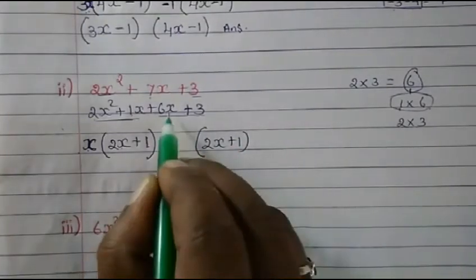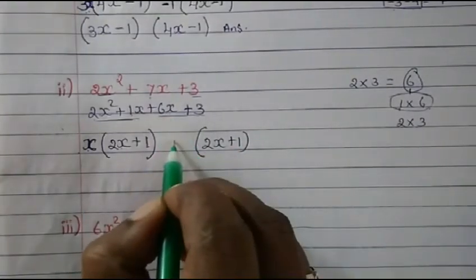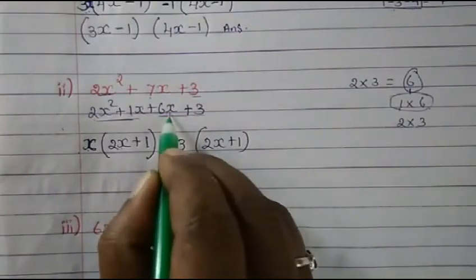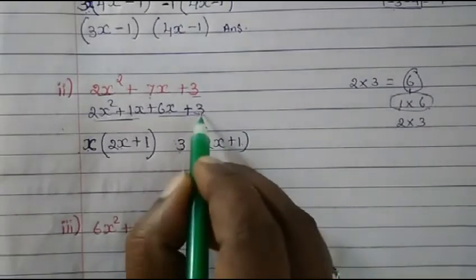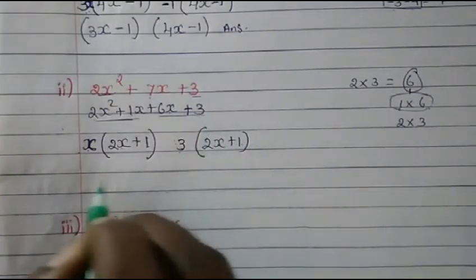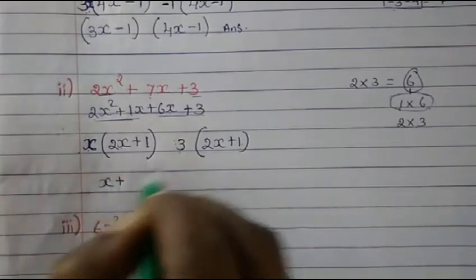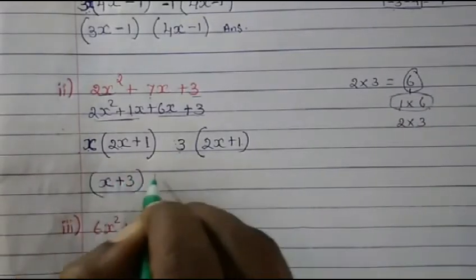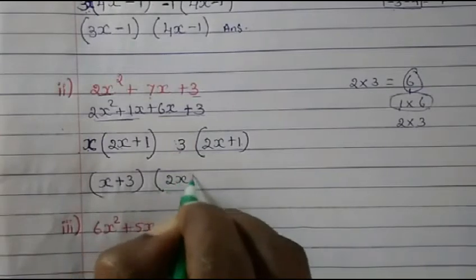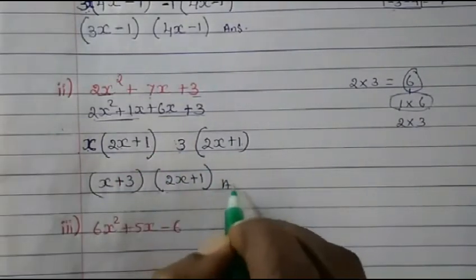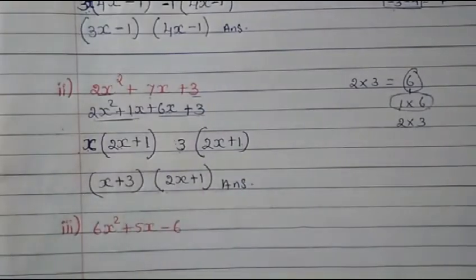Now which number if we put, we will get 6x? 3. So 3 into 2 is 6x, then 3 into 1 is 3. So we will get 3 here. So now what will be the factor? x plus 3 and 2x plus 1, because here also 2x plus 1. So this is the answer.